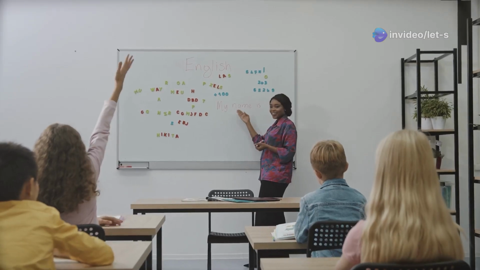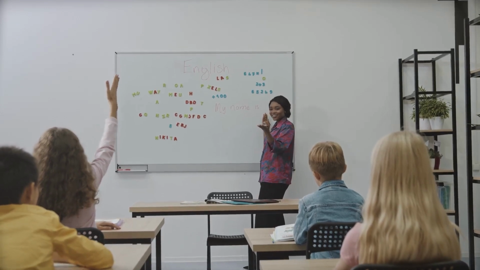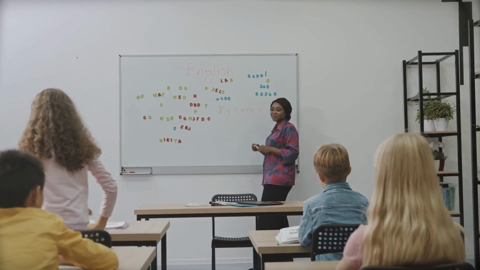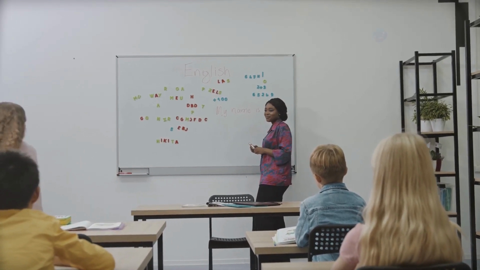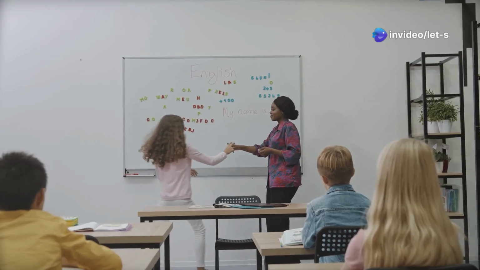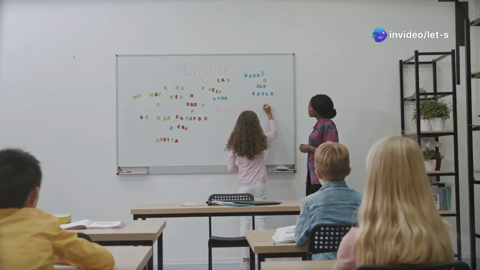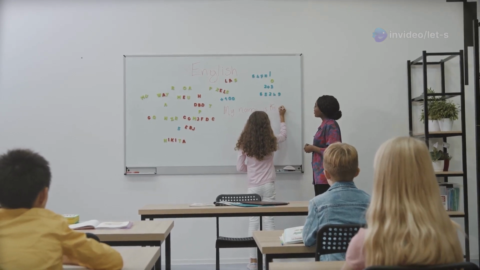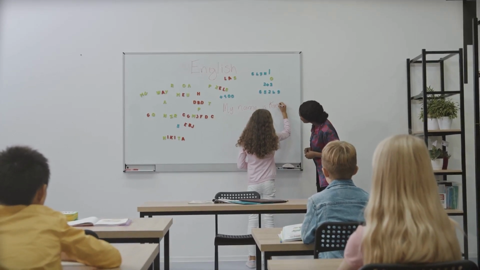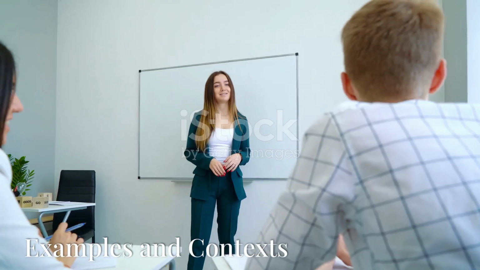For questions, will comes before the subject. This structure helps to form questions about future actions or decisions. Examples include, "Will you join us for dinner?" or "Will they arrive on time?" This simple yet versatile use of will helps us navigate and communicate our spontaneous decisions effectively.